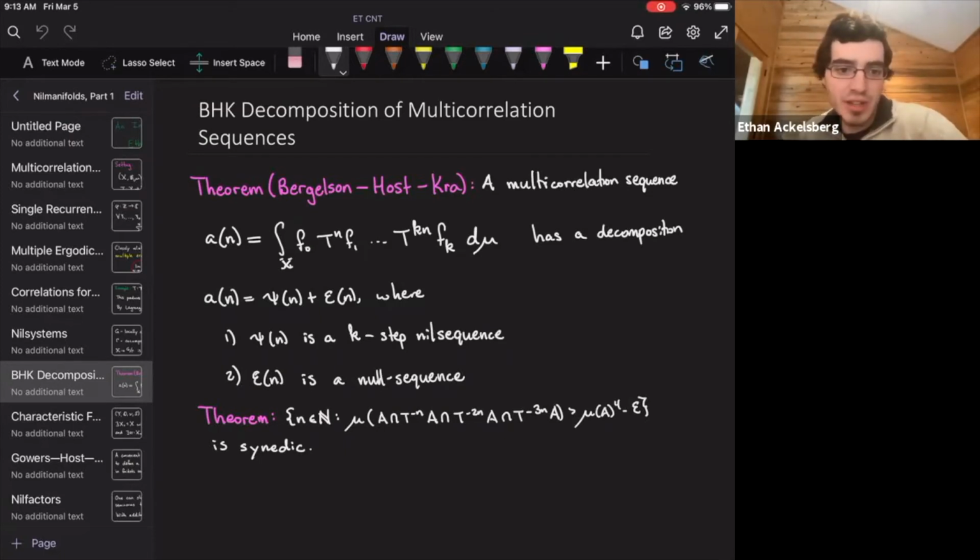And one of the applications of this, really the main application in the paper where they prove this decomposition, is a strengthening of Szemerédi for 4-term progressions, that we can get large intersections for length 4 progressions. And the way they do this is by using this decomposition. The null sequence doesn't really affect the syndetic behavior of sets, and then you can get your hands on this by understanding how nil sequences behave.